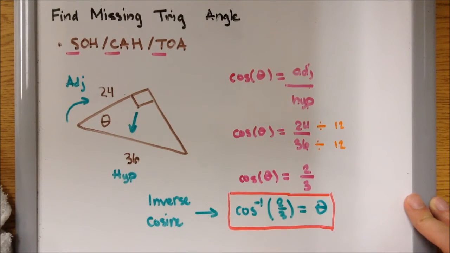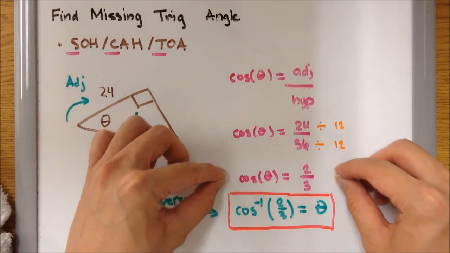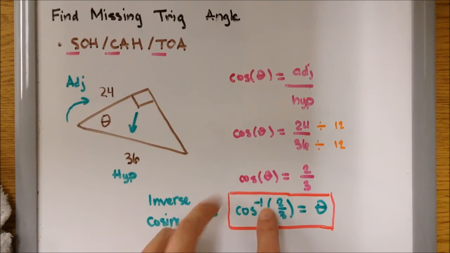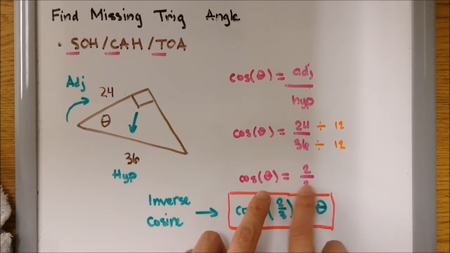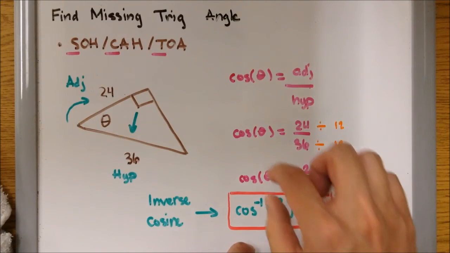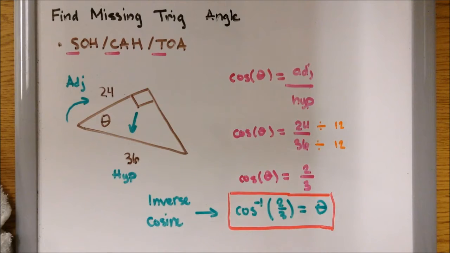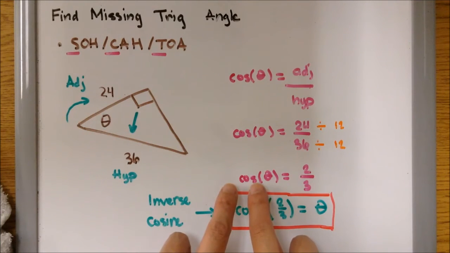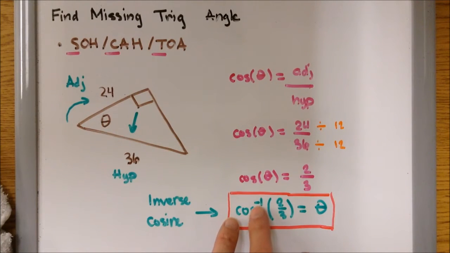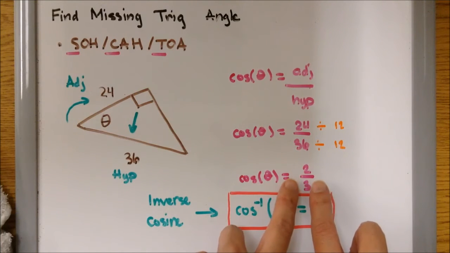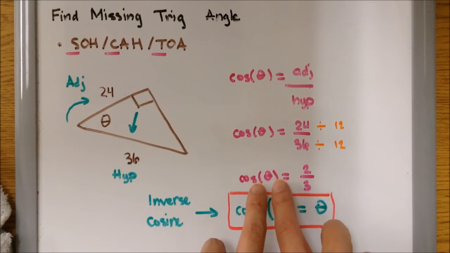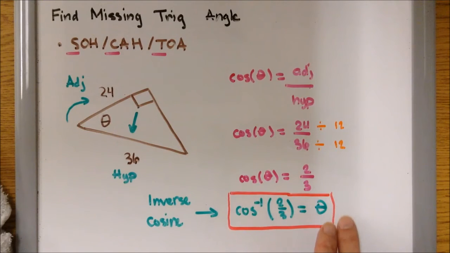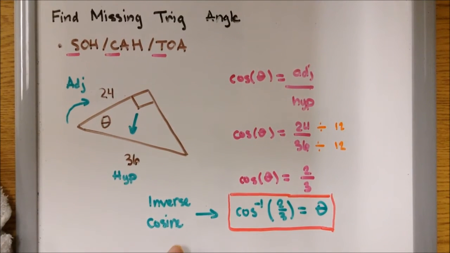Because I was able to get angle theta to be by itself. So all I did to go from this to this was I rewrote cosine with the -1, and then what it equaled originally, I put it inside a parenthesis, and I moved angle theta to the other side. So that's all you have to do. Rewrite it using the inverse function. Since I'm using cosine, the inverse is cosine -1. Whatever it equals to, I put inside the parenthesis, and then I have angle theta on the other side of the equal sign. And again, this example used inverse cosine.